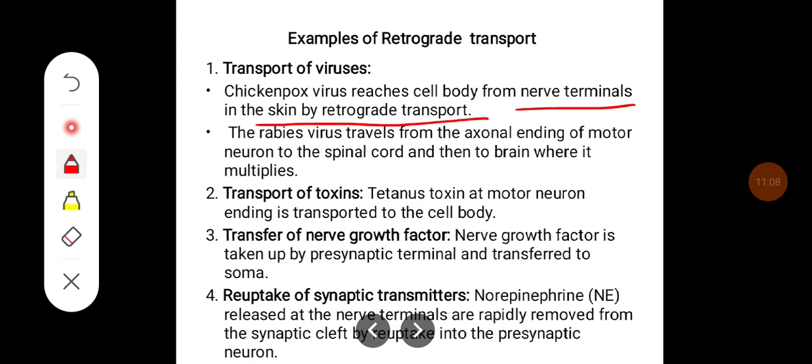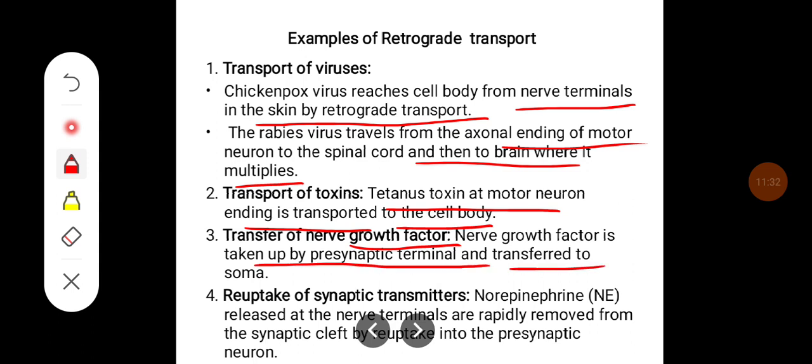The rabies virus travels from the axonal ending of the motor neuron to the spinal cord and then the brain, where it multiplies. Toxins like tetanus toxin at the motor neuron end are transported to the cell body. Nerve growth factor is taken up by the presynaptic terminal and transferred to the soma. In the reuptake of synaptic neurotransmitter, norepinephrine released at the nerve terminals is rapidly removed from the synaptic cleft by reuptake into the presynaptic neurons.